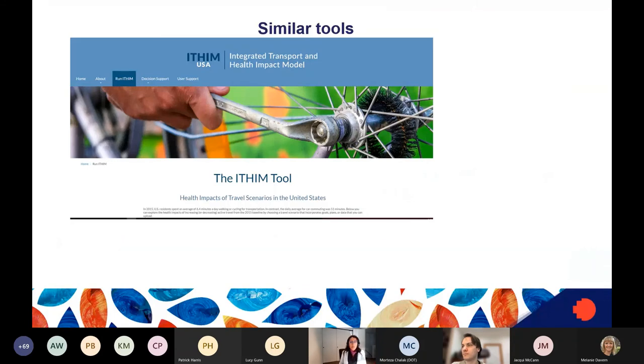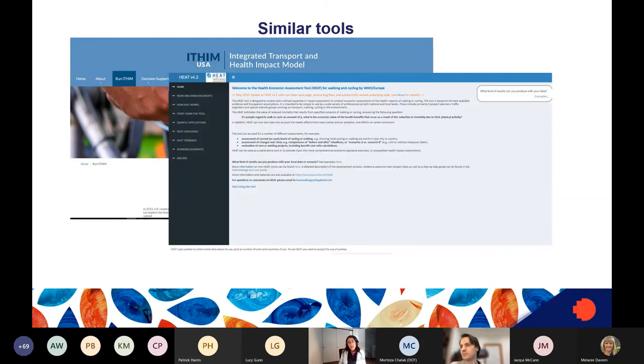There are some similar tools to ours, and there are many models out there, but when I talk about tools, I refer to online interfaces that people can use. An example is the Integrated Transport and Health Impact Model tool, developed for the USA. This model was originally developed by Dr. James Woodcock for England and has been adopted internationally, including by us, for some of the developments that I showed to you today. Here they call it USA, but it's just for California.